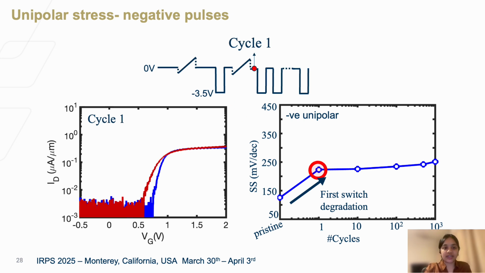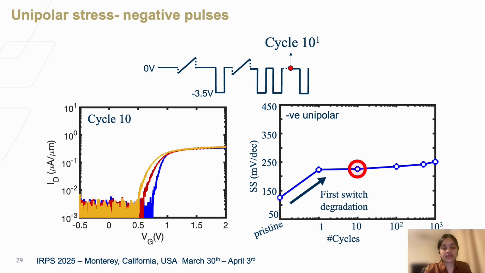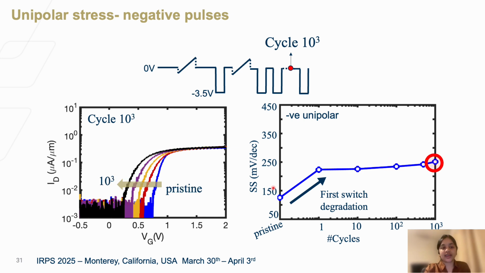We have an SS of about 70 to 80 millivolt per decade. But after we apply the very first write pulse, that is a negative unipolar pulse, we see that the SS has significantly degraded. But upon subsequent cycling, the SS stays relatively flat. So in the bipolar switching case, we had the first switch degradation, followed by cycling degradation. But in the unipolar case, upon initial voltage application, we have an initial jump in the SS value, but further unipolar stresses do not increase the subthreshold swing significantly.